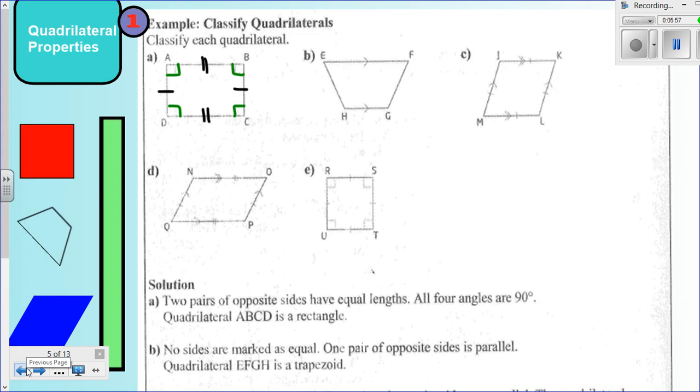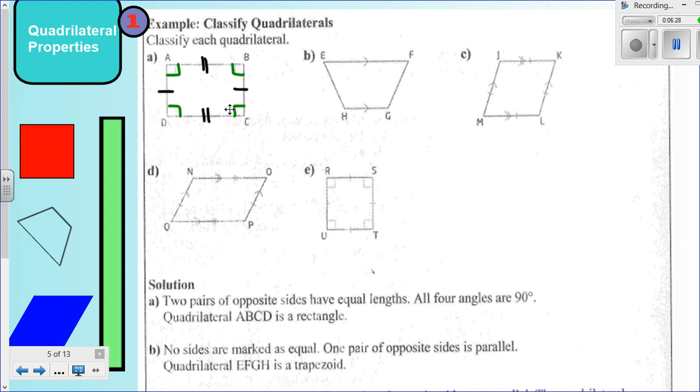Next, we move on to quadrilaterals. Quadrilaterals are four-sided polygons. There are 5 different classifications of quadrilaterals that we're going to look at. The first, we have this shape here, which has 2 opposite sides that are equal in length. So this side and this side are equal in length, and then this side and this side are also equal in length. In addition, adjacent sides, the sides that are next to each other, are meeting at 90 degrees. So all 4 angles are 90 degrees.